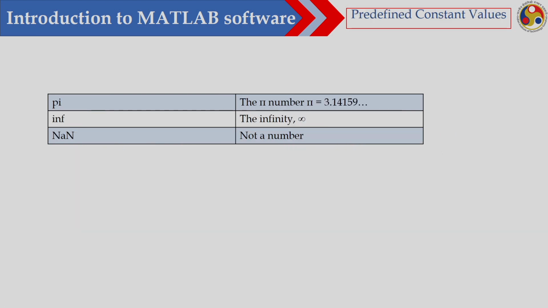Then if I write pi, I will get pi. Then infinity, we use Inf, and not a number, we can use NaN. So, not a number. These are predefined constant values.